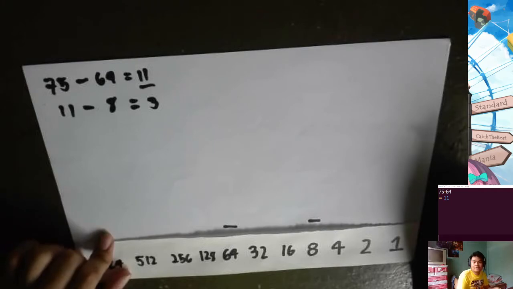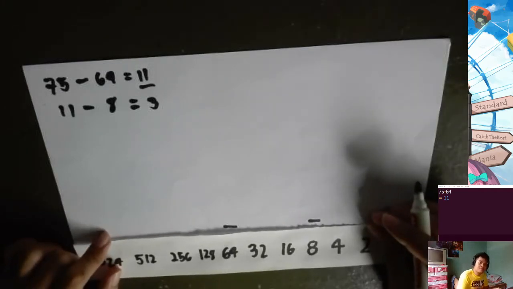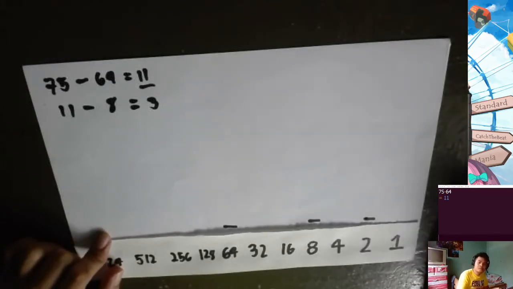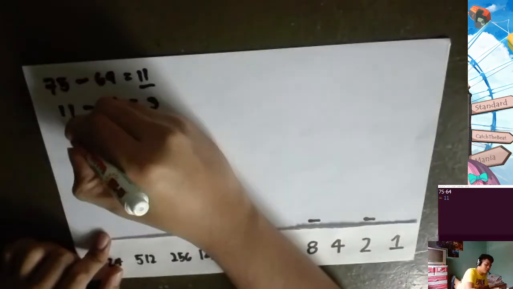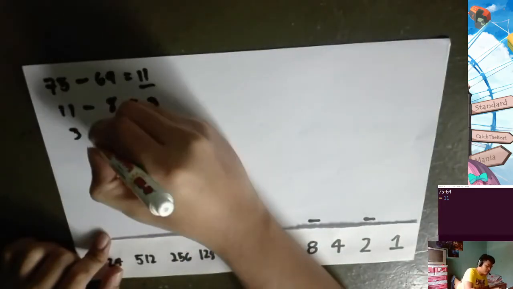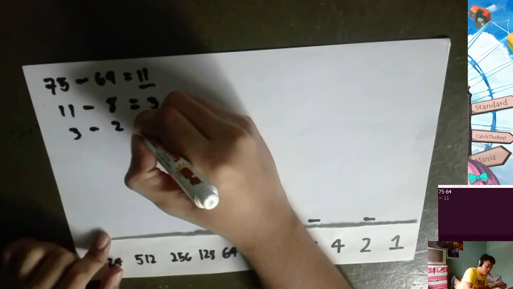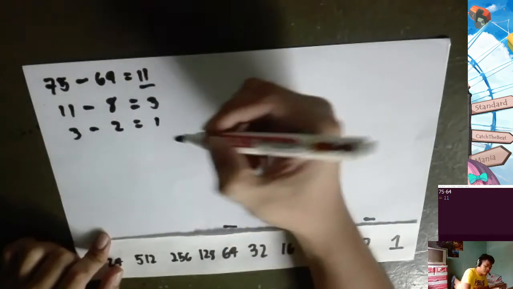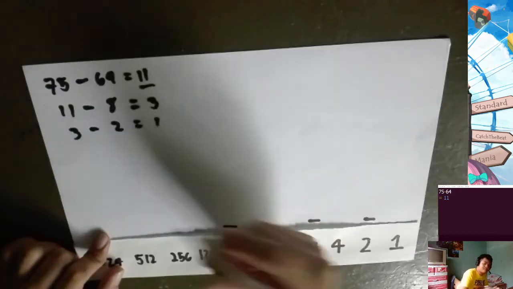There you go. So what is the number nearest to 3? We have 2. So 3 minus 2 is 1. And now we have 1 as our final number.